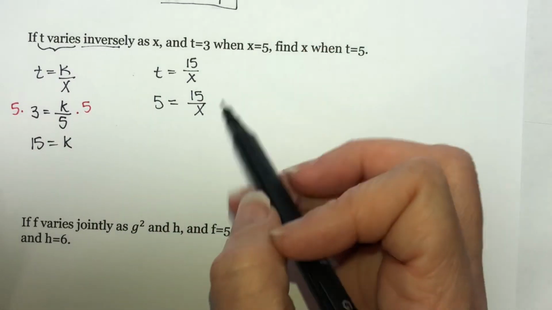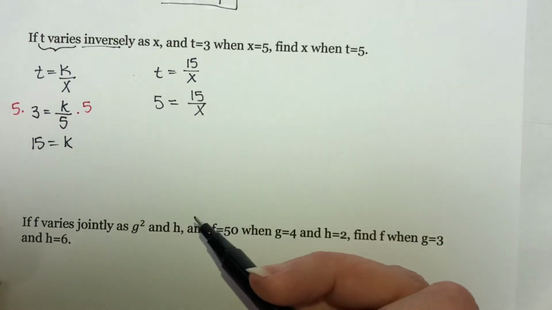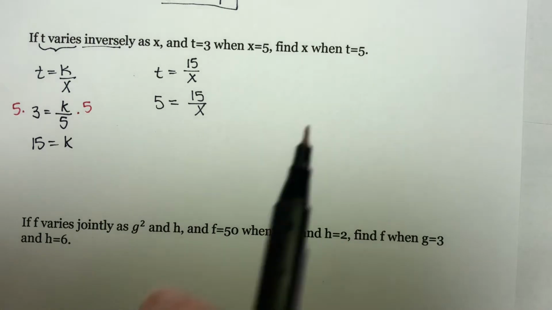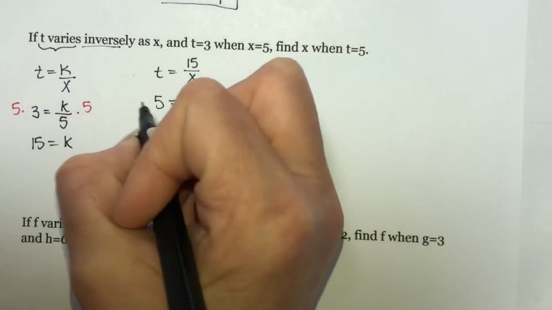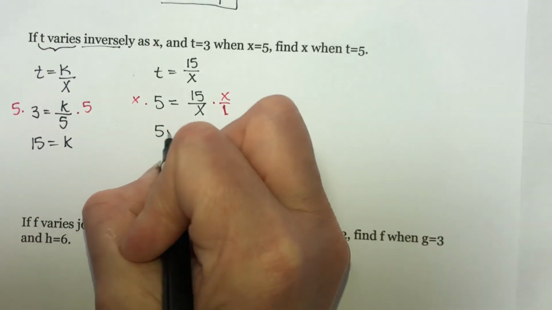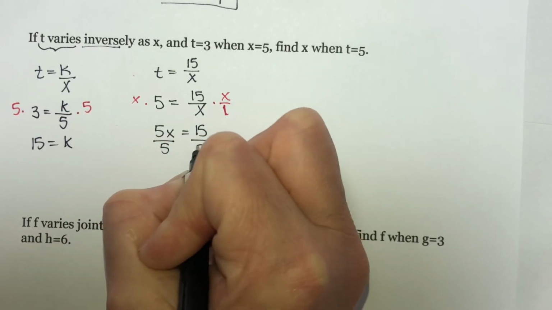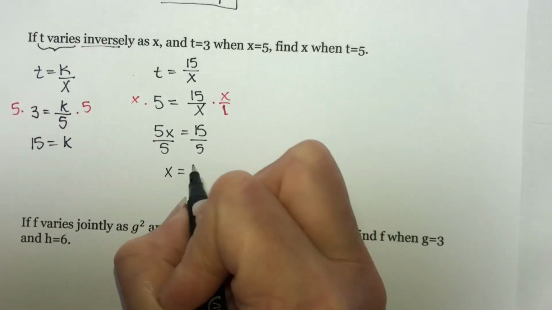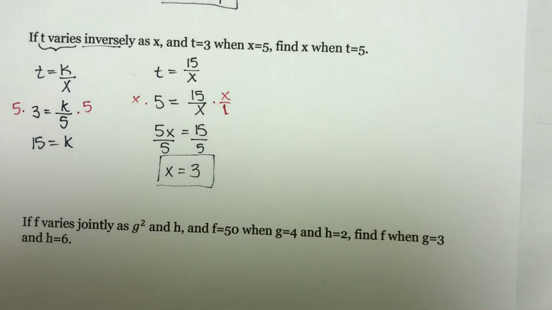Now you can probably do this in your head. You're simply asking yourself 15 divided by what gives you 5. But you know, it's not always going to be that easy. So here I'll multiply by x over 1 times x. So this is 5x is equal to 15. If you divide both sides by 5, you'll see that x is equal to 3. And this is what you're looking for, x equal to 3.